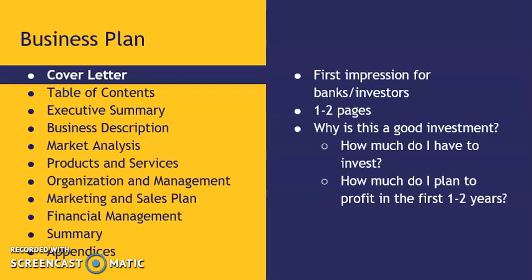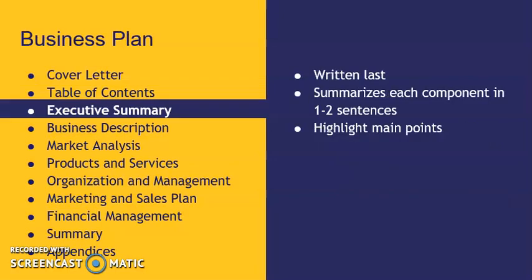This will be a similar format to a cover letter you would submit for a job application, only your content will be slightly different, focusing more on the reasons for opening your business and details about your financial plan, including how much money you have to invest in your business and how much you plan to profit in the first year or two. The table of contents is pretty self-explanatory, so let's skip to the executive summary. This is typically written last, as it summarizes each component in 1 to 2 sentences, basically highlighting the main points.